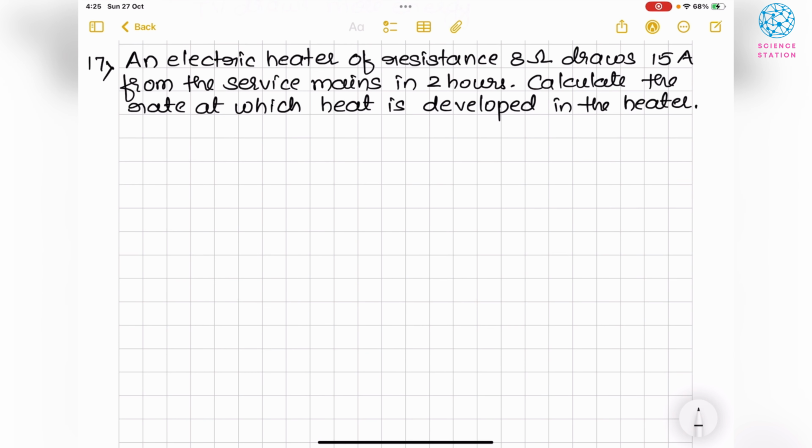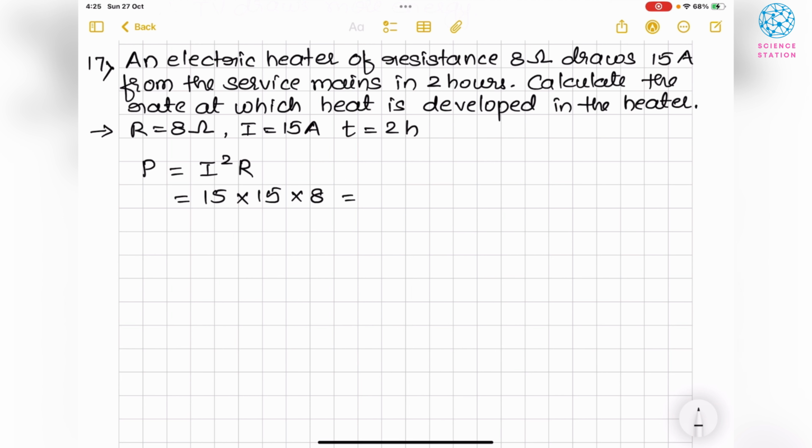Next question says an electric heater of resistance 8 ohm draws 15 ampere from the service mains in 2 hours. Calculate the rate at which heat is developed in the heater. So here R equal to 8 ohms, I equal to 15 ampere and T equal to 2 hours. So power P equal to I square R. So that is equal to 15 into 15 into 8. So that will be 225 into 8. So that comes as 1800 watt.